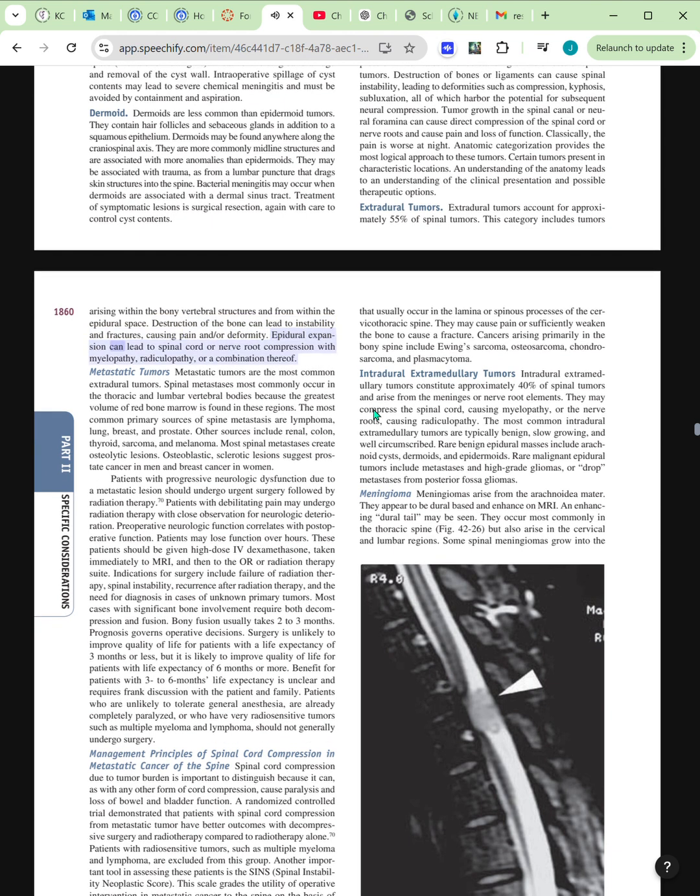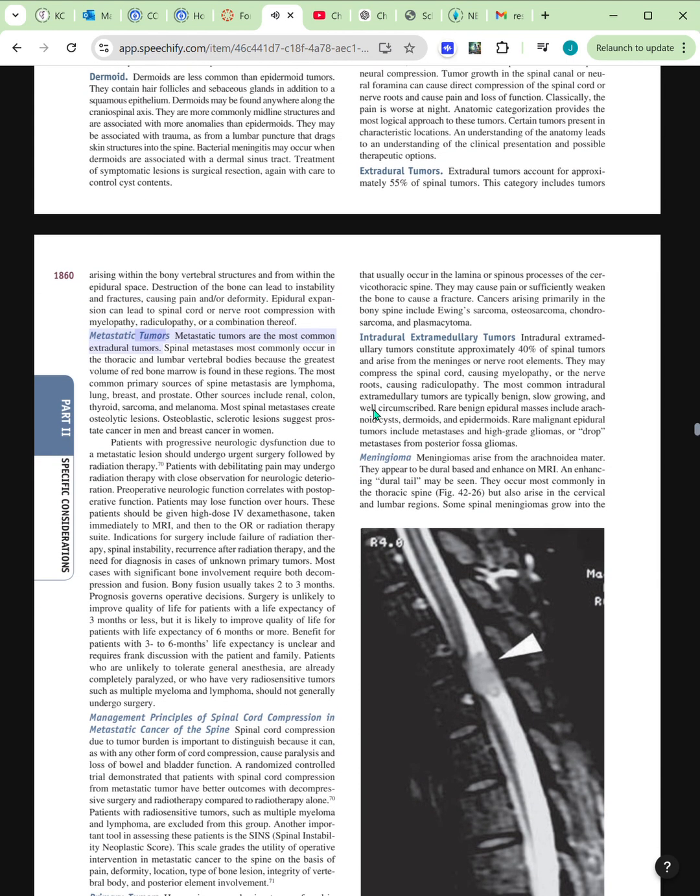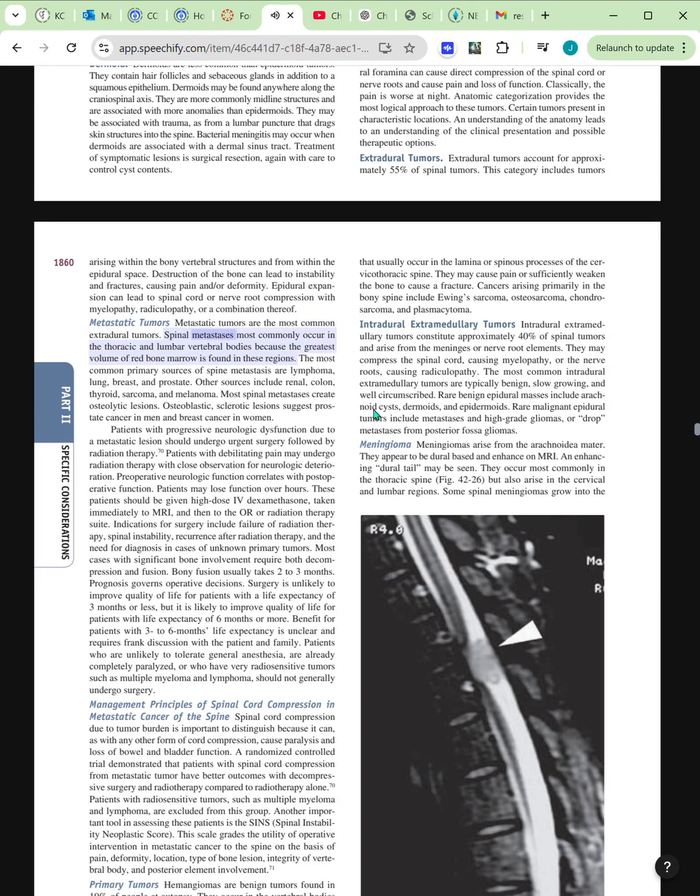Epidural expansion can lead to spinal cord or nerve root compression, with myelopathy, radiculopathy, or a combination thereof. Metastatic tumors. Metastatic tumors are the most common extradural tumors. Spinal metastases most commonly occur in the thoracic and lumbar vertebral bodies because the greatest volume of red bone marrow is found in these regions.